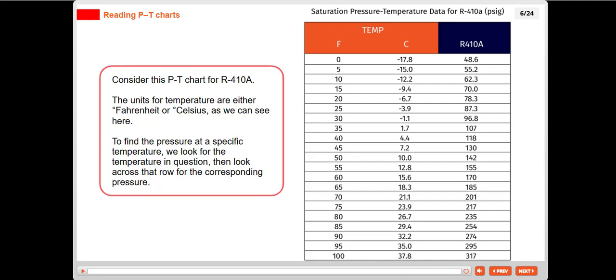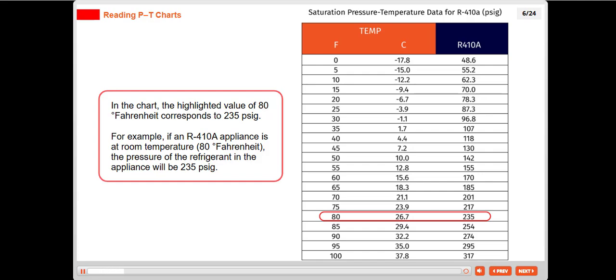In the chart, the highlighted value of 80 degrees Fahrenheit corresponds to 235 psig. For example, if an R410A appliance is at room temperature, 80 degrees Fahrenheit, the pressure of the refrigerant in the appliance will be 235 psig.